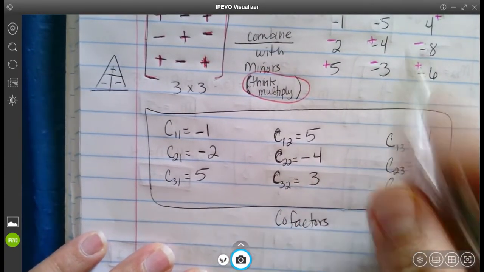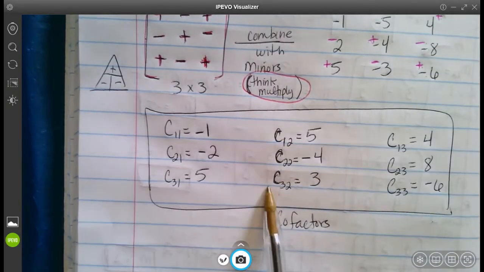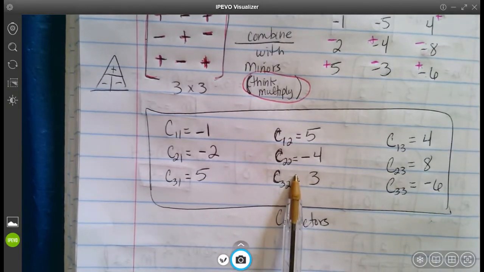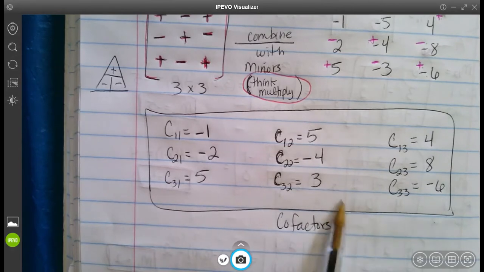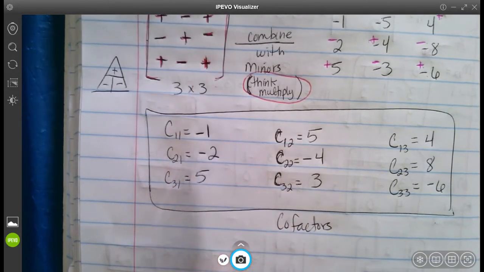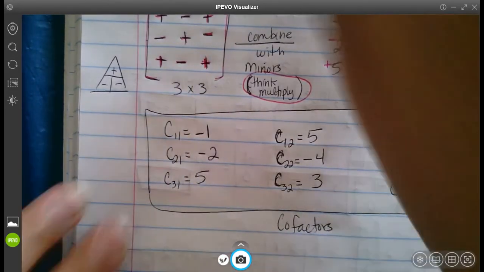Well, we're trying to find both the minors and the cofactors, but this is what we're going to be using for the next part of this problem, which I'm going to show you in just a bit. Okay, so step 1, find the minors, doing that by crossing out the row and column and getting the determinant from there. Step 2, find the cofactors by combining with the sign chart, the sign pattern that we have.